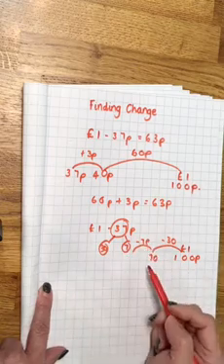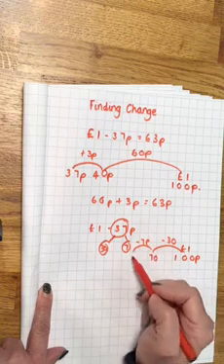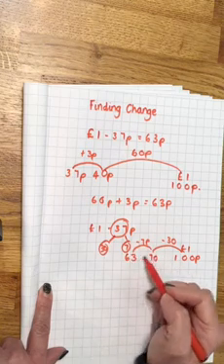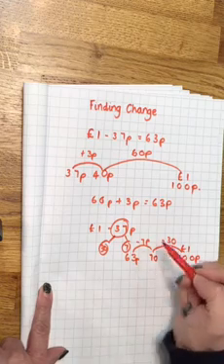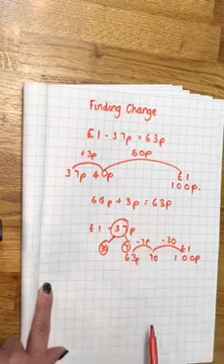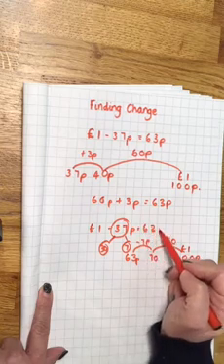I didn't actually leave myself enough room here, but I think you can see. 70 take away 7 is 63, because again, I know that 10 take away 7 is 3, so 70 take away 7 must be 63. I've got the same answer. I'm going to get 63 pence change.